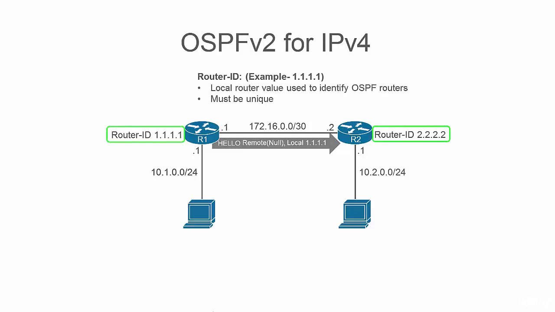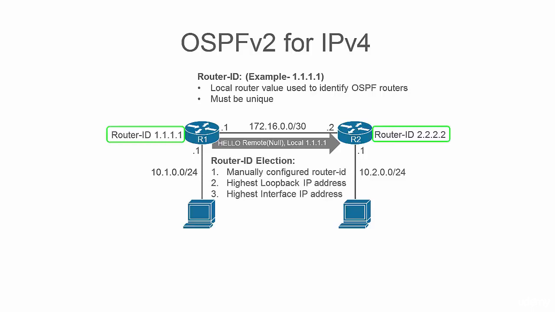Router IDs are local router values that are used to identify routers, and they must be unique in an OSPF topology. There are three ways that an OSPF router can receive a router ID. First, we can manually configure the router ID under the OSPF process. If there is not a manually configured router ID, then the router will choose the highest loopback IP address, and then if no loopback interfaces exist on the router, then it'll just use the highest interface IP address for its router ID.